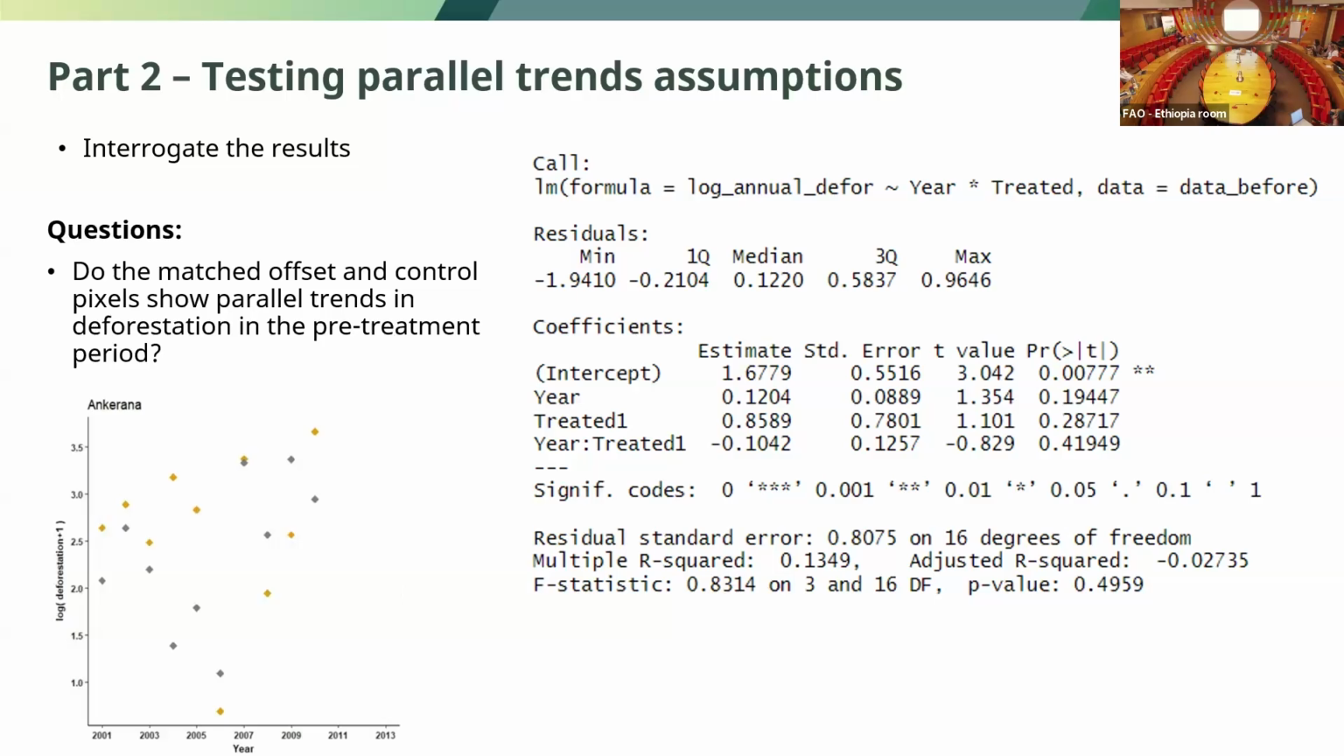Which is actually not that unusual for deforestation, because it shows high interannual variability. So basically, neither the control nor the treated sample show any relationship with year. No, show any deforestation trends over time, which you can see here. That's not the case for all of the offsets. Some of them do.